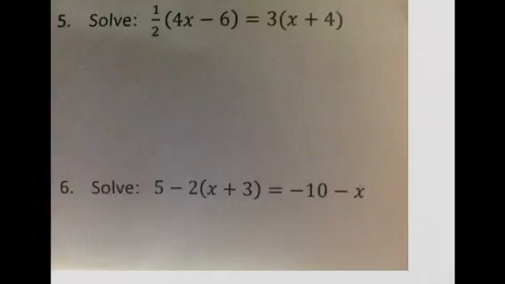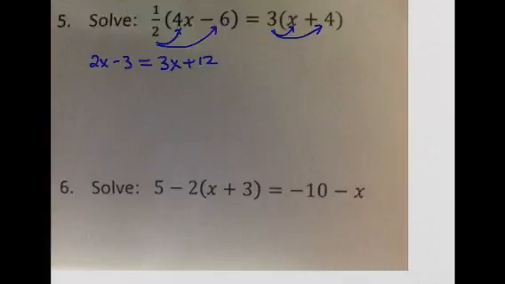Alright, so for number 5, we have x's on both sides and distributive property, right? So we're going to distribute the 1/2 here and here, and then the 3 here and here. So 1/2 times 4 is half of 4. 1/2 of 4 is 2. So this is 2x. And then half of negative 6 is negative 3. On the right side, 3 times x is 3x. And 3 times 4 is 12.